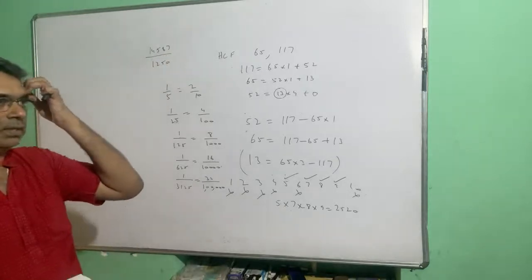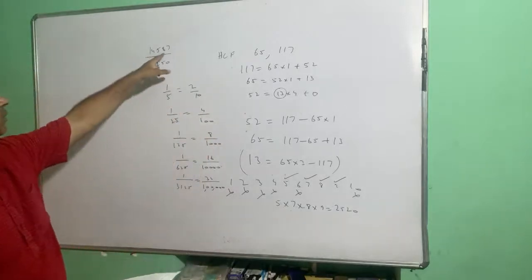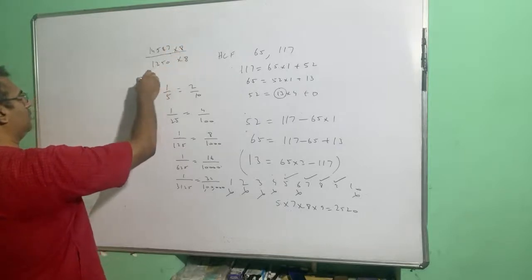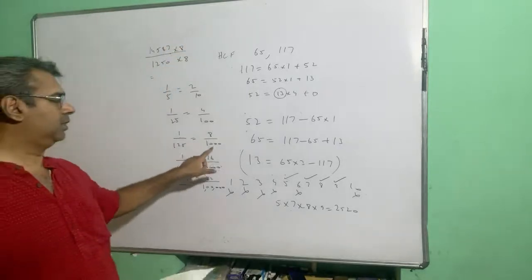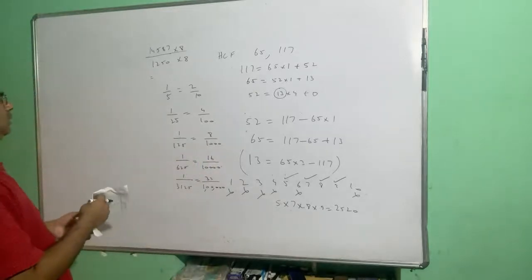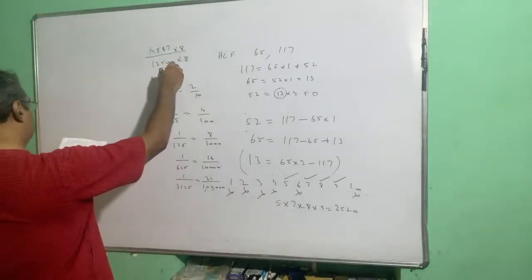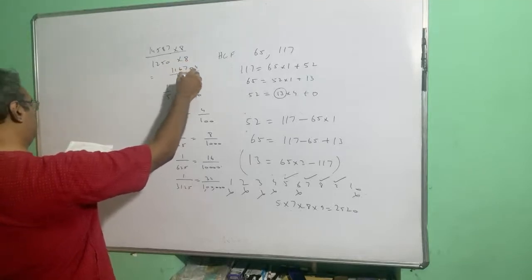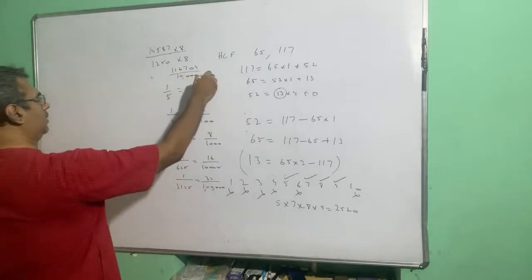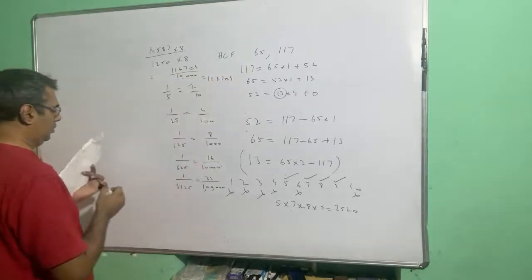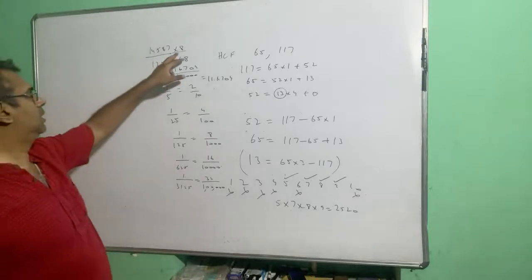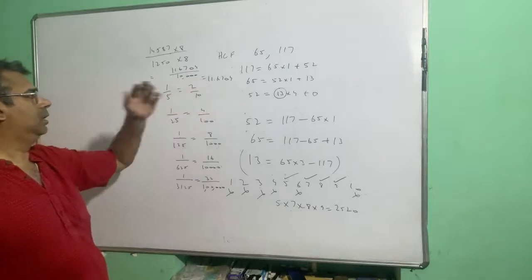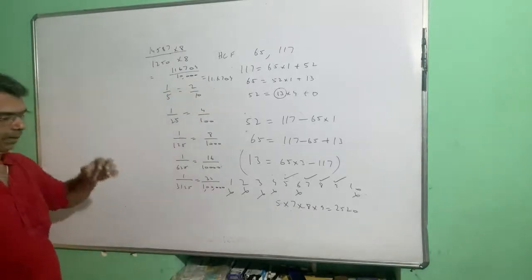suppose you are asked to do the decimal representation of this number 14587 by 1250. So you have to multiply above and below with 8, because for 125 the answer is 8 by 1000. So if you multiply above and below with 8, then you will get 116704 divided by 10,000. So 14587 into 8 is 116704. So 116704 by 10,000. So the answer is 11.6704.